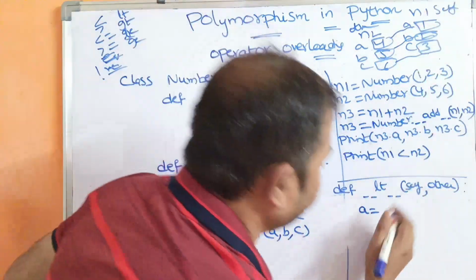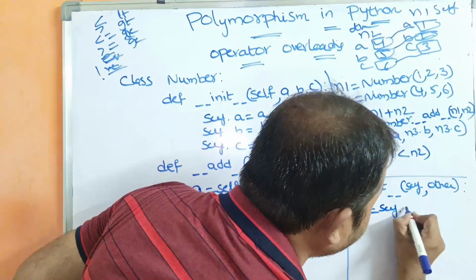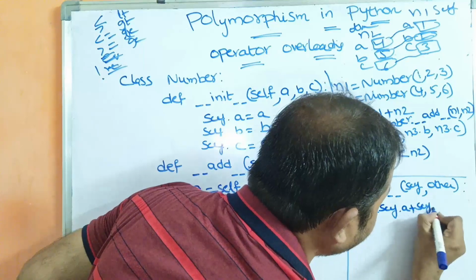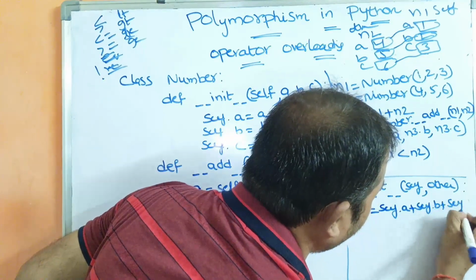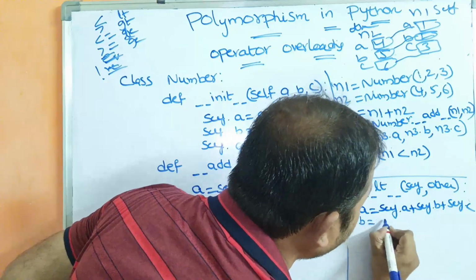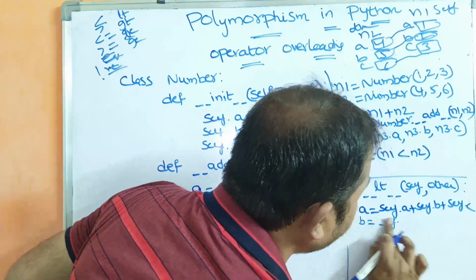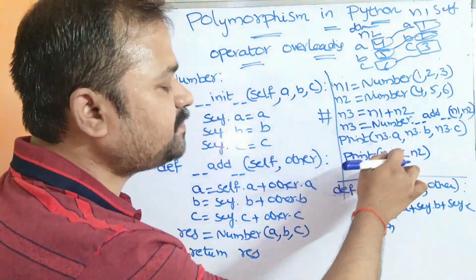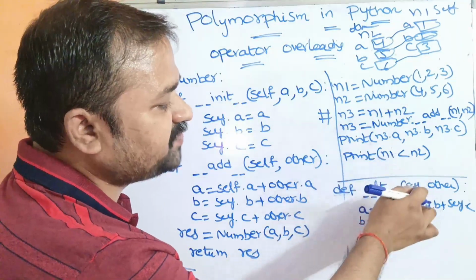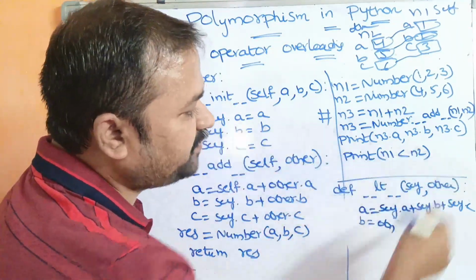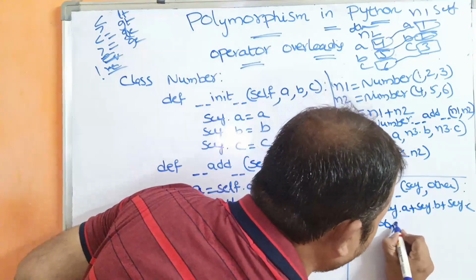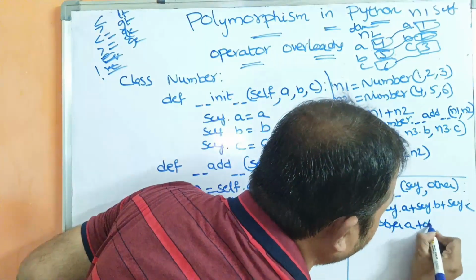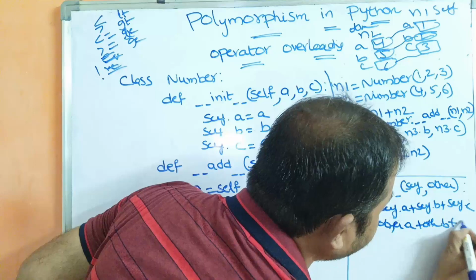Let us add the first object. So A is equal to self dot A plus self dot B plus self dot C. Next B is equal to second object information is available in other. Why? Because whenever the statement is executed, n1 information will be passed to self, n2 information will be passed to the other. So B is equal to other dot A plus other dot B plus other dot C.